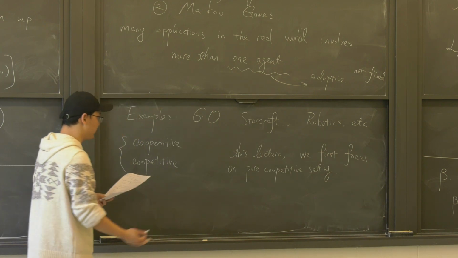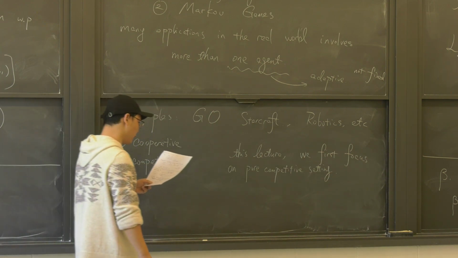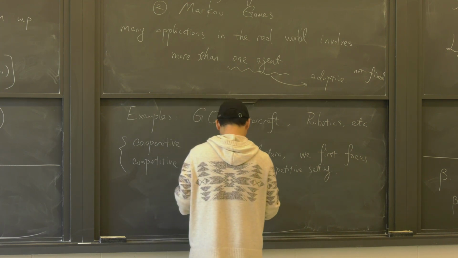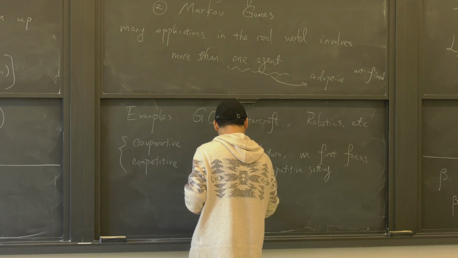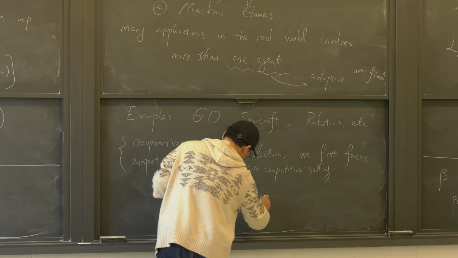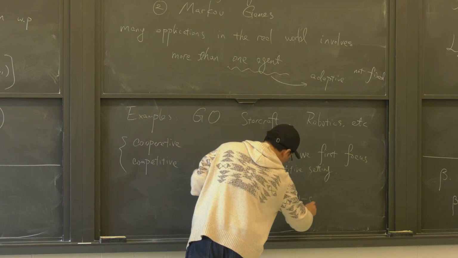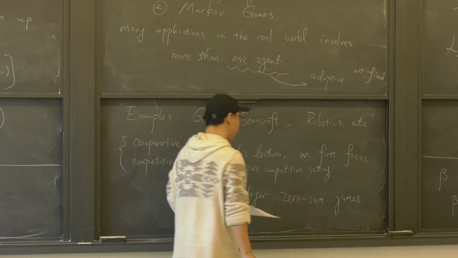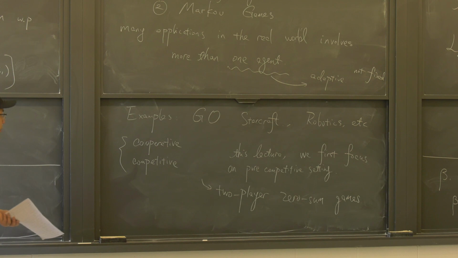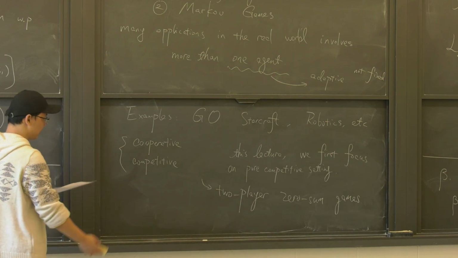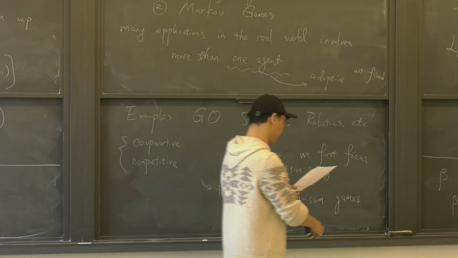So we'll first focus on the purely competitive setting. That is, we will focus on the basic setting of a purely competitive game, the zero-sum game, two-player zero-sum games. Later, we will generalize it to multiplayer general sum games, and how we're going to develop some concepts for that. But for this class, let's just focus on the two-player zero-sum games.